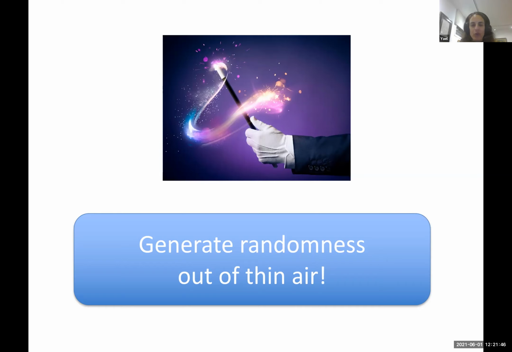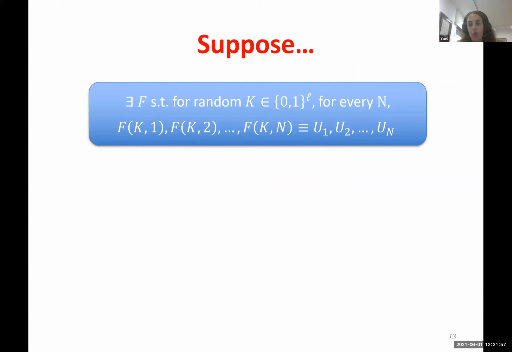But now, that's what I'm going to tell you next: how to generate randomness out of thin air. At this point, you can say, come on, what do you mean generate? You can't generate randomness out of thin air. But again, I'm going to change the model and show you how to do it. But first, let me do the connection to encryption a little more modularly.